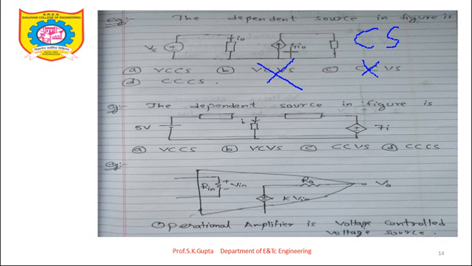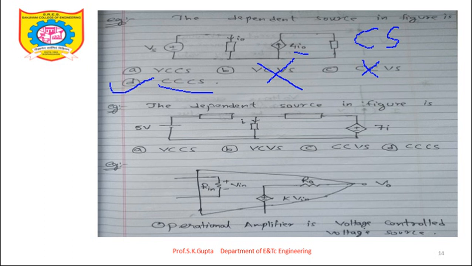Now to this current source, current is written, 4I0. That means it is current controlled. The arrow is shown, so it is a current source, and again current is written, so it is current controlled. So the correct answer is current controlled current source.